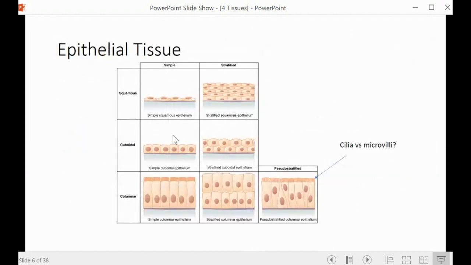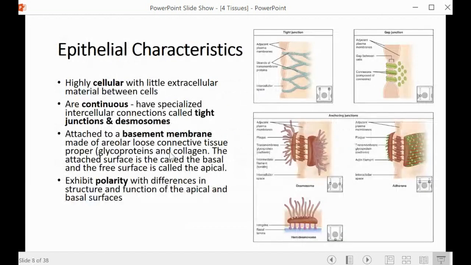Okay, so let's look at our picture again. We always have polarity, meaning that there's a top and a bottom. On the bottom, we always have this basement membrane. This would be like the plate if we were putting our pancakes on it. Same idea here. They have polarity, meaning this is the top surface, or the apical, and this is the bottom, which is the basal. And at the basal surface, we have the basement membrane.